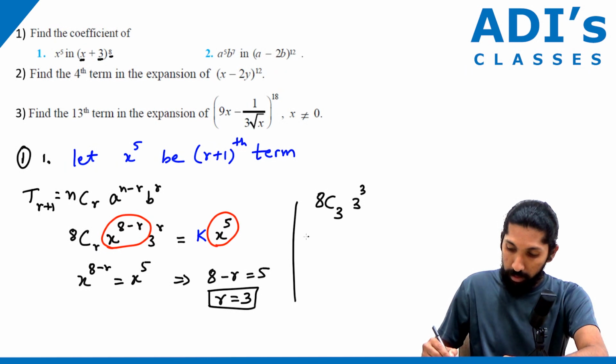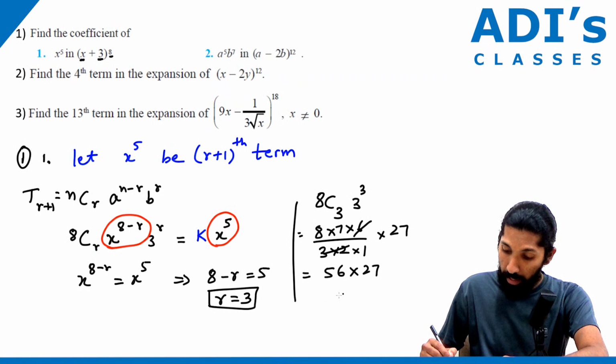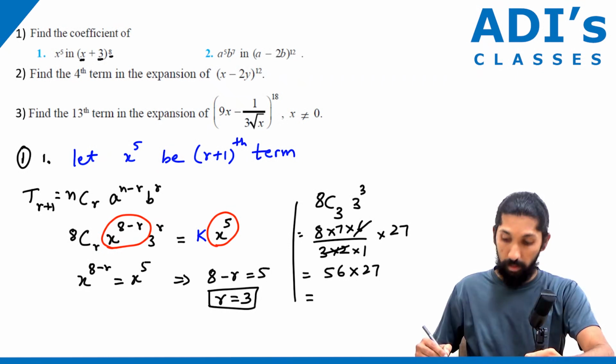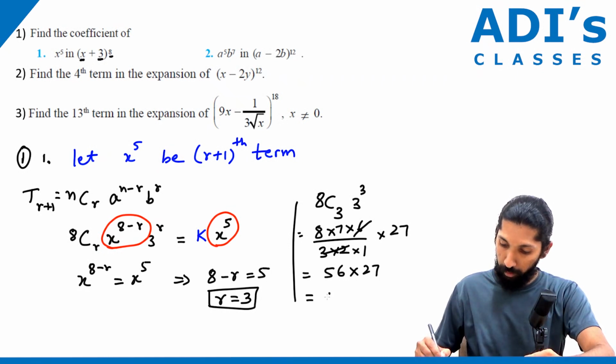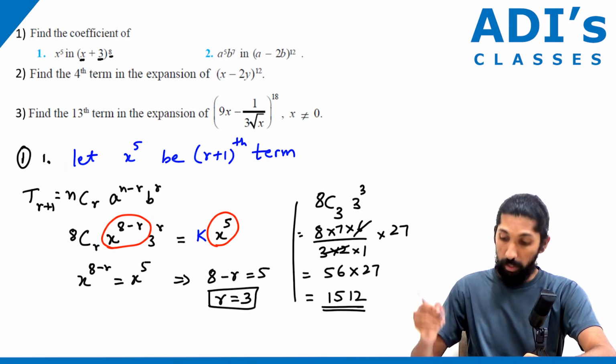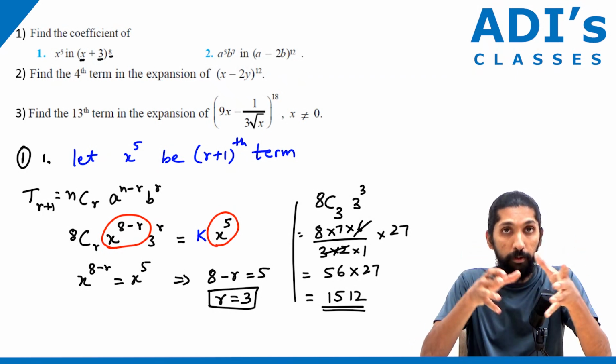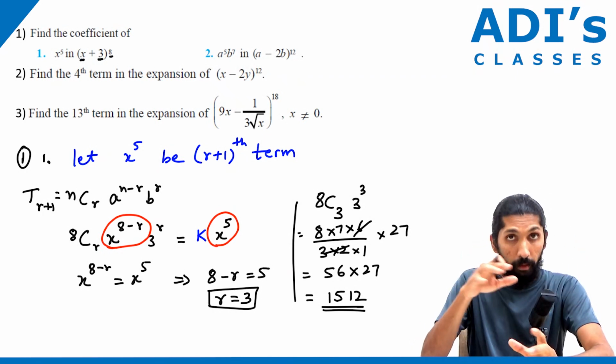So 8 into 7 into 6 by 3 into 2 into 1, into 3 cube, which is 27. Cancel, cancel. So what do we have? 56 into 27, correct? And this is going to give us 1512. So this is going to give us the final answer, 1512. This is the answer for the first question, that is the coefficient of x power 5 in this one. Let's do the next one.